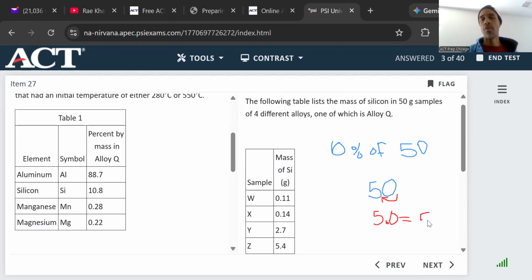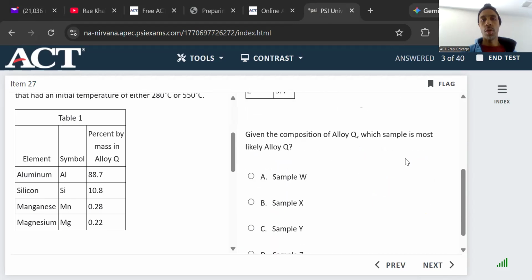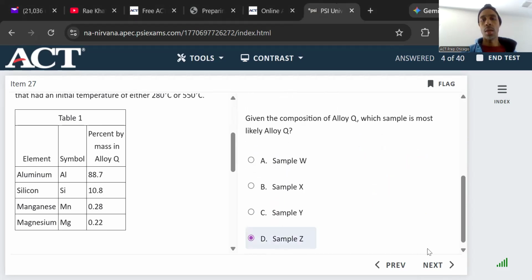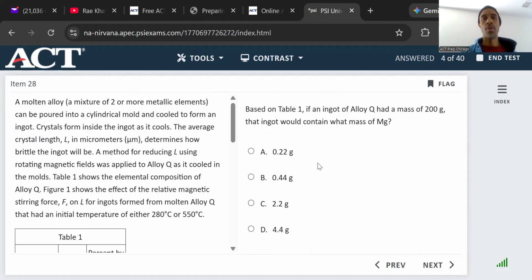And so essentially we're looking for which sample has close to 5 grams, and it would be sample Z. So sample Z is probably alloy Q because it has 5 grams of silicon, which is 10% of the 50 grams, matching the 10% silicon in alloy Q. A lot of work for that one, but not terribly hard. So that one was D, sample Z.